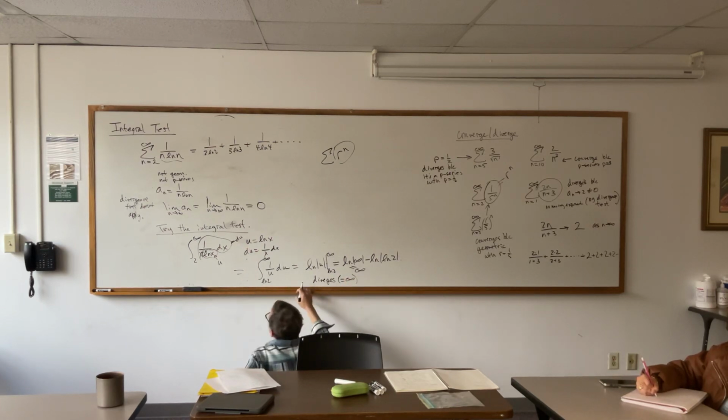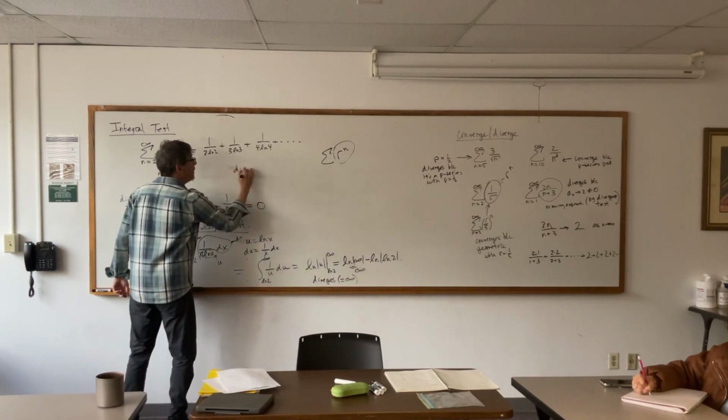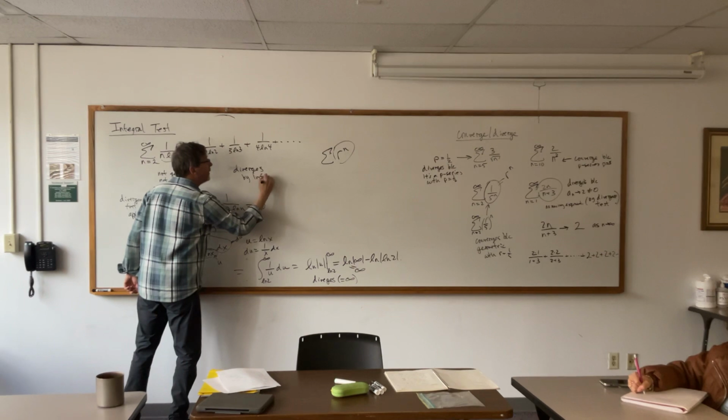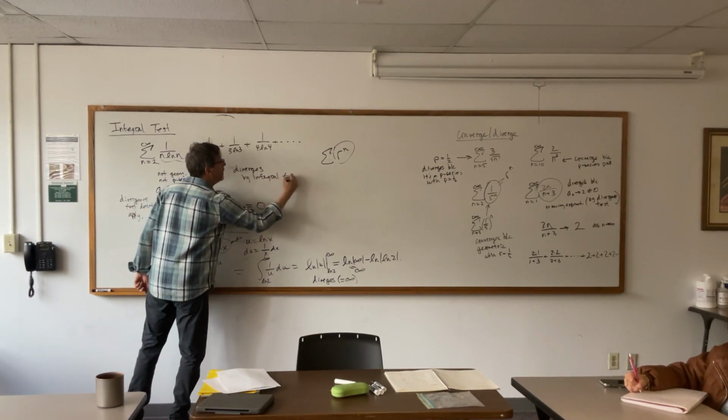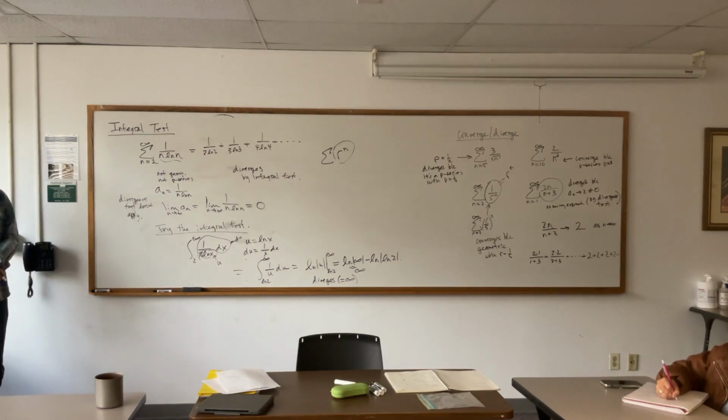So that means this sum also diverges. This would not add up to anything finite. So this diverges by the integral test. Always at your disposal if all else fails. Does that sound all right?